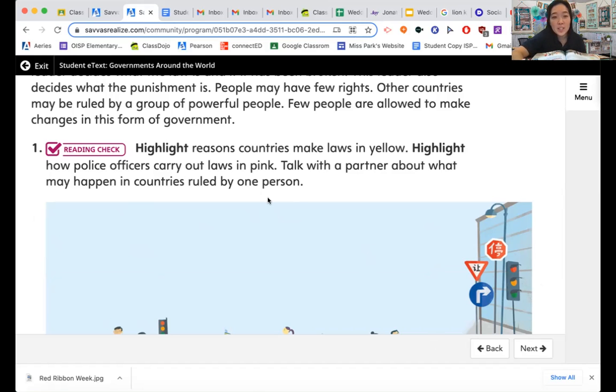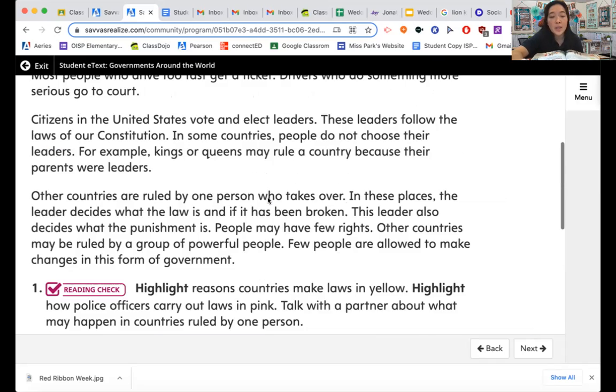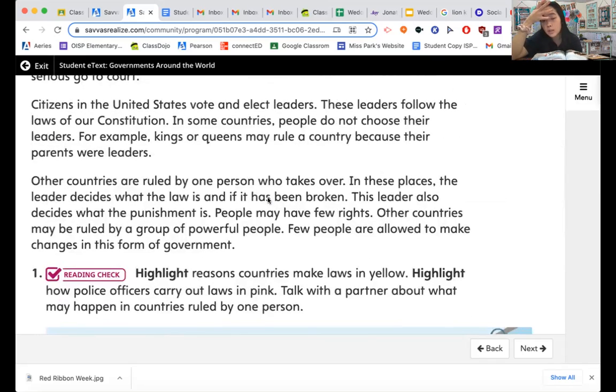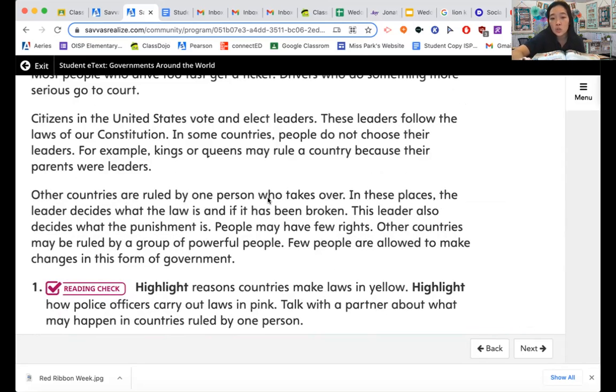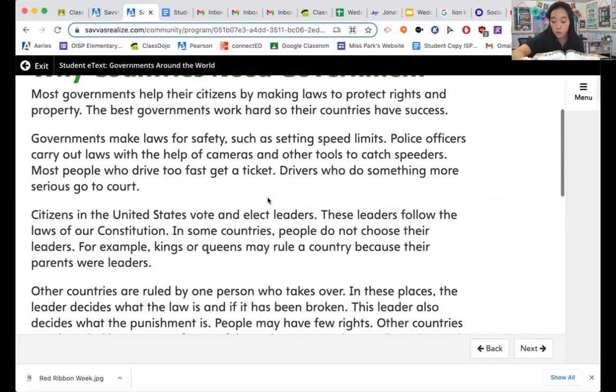All right, so highlight reasons countries make laws in yellow. What I'm going to do is reread. That's a comprehension skill, or strategy, that you guys can use to find the answer. So why do countries make laws? We need to find a reason why countries make laws.